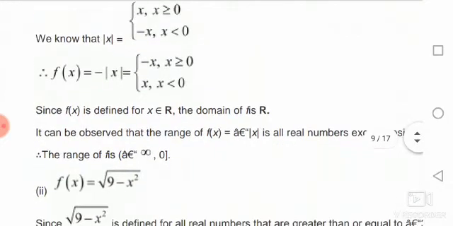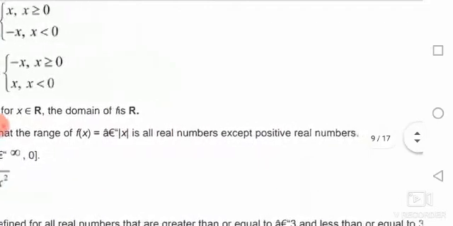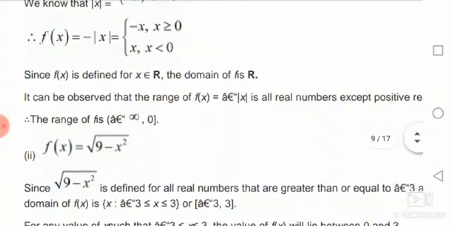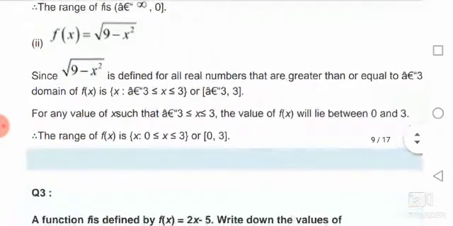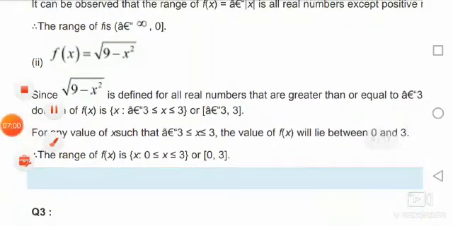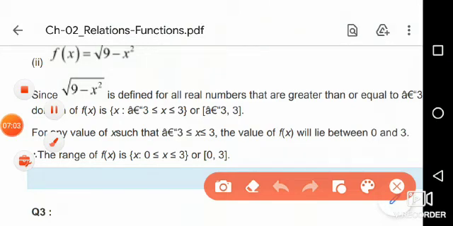Dear students, you can look over here. Since f of x is defined for all x, the domain of the function f is R. It can be observed that the range of the function f of x is mod x is all real numbers except negative real numbers. The range of the function is the interval from 0 to infinity, where 0 is inclusive. Moving to the next question. f of x is equal to square root of 9 minus x square.